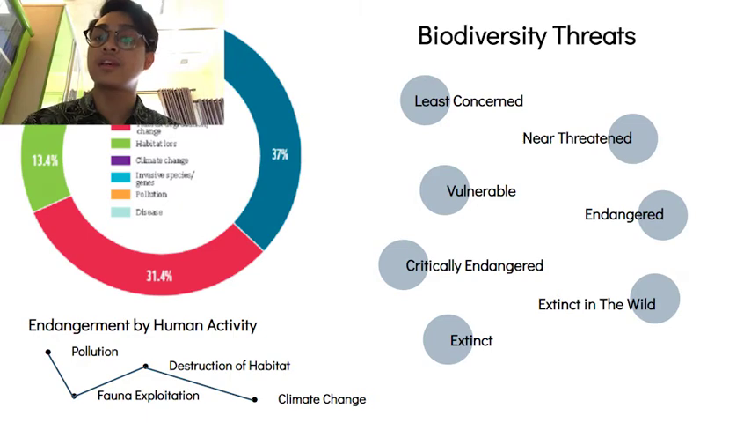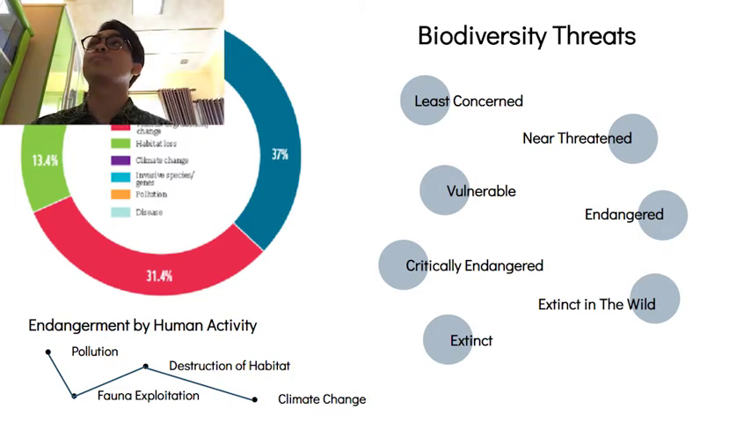The highest percentage, about 37%, is the exploitation of the fauna and the flora, which carries a higher risk to the environment, followed by 31.4% for habitat degradation or the climate change itself.